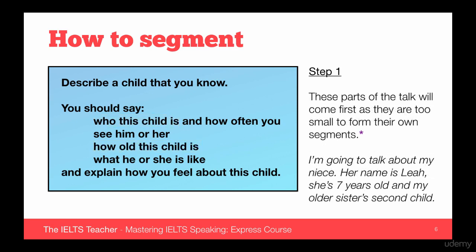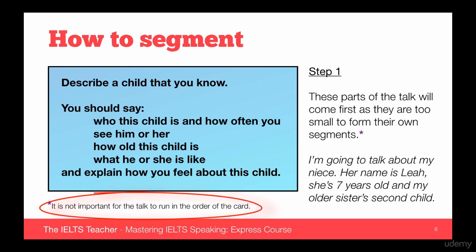Now, these parts of the talk will come first, as they're too small to form their own supported segments. So they're just going to all appear at the beginning. It doesn't matter that how old the child is comes after how often you see them. So the talk does not need to run in the order of the card. So the introduction to your talk may look something like this. I'm going to talk about my niece. Her name is Leah, she's 7 years old, and she's my older sister's second child. Nice and simple, strong, accurate start.